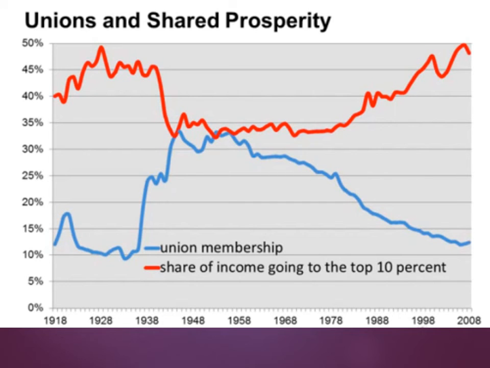Now finally, let's look at the gap between the share of income going to the top 10% and union membership. As union membership goes down, the income inequality goes up, and the top 10% are getting a larger and larger share of the national wealth. So it touched 50%, for example, even as the union membership was in decline.